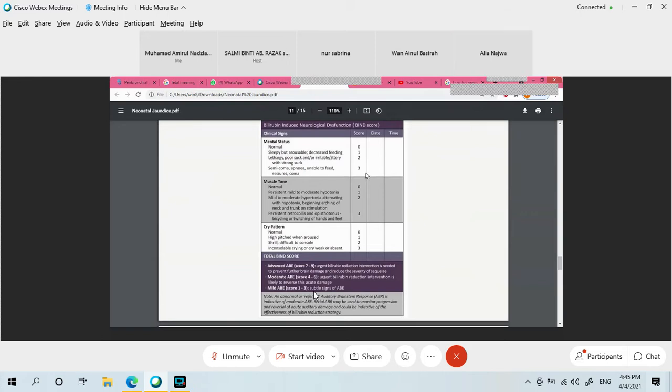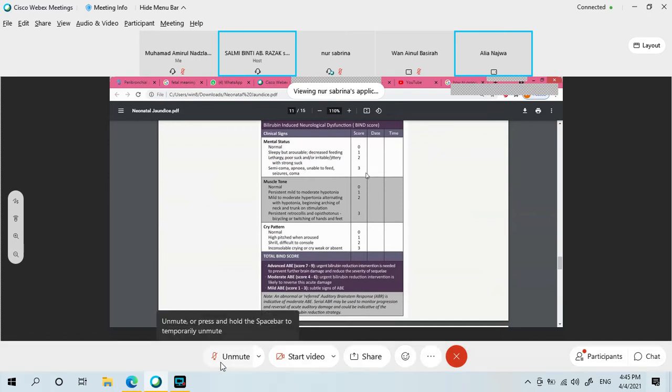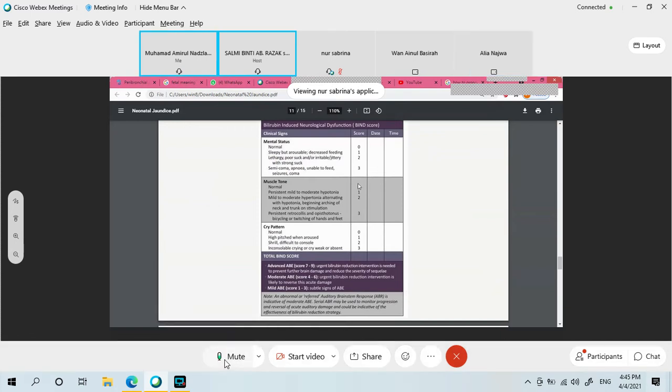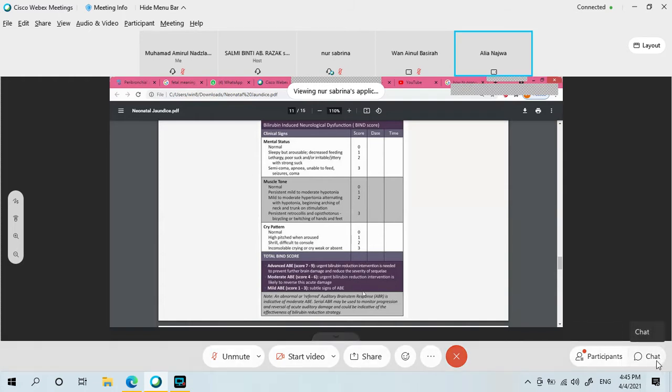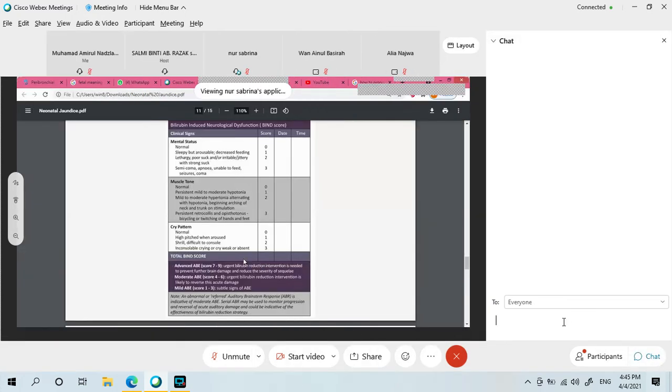Putus. Tak dengar. Tak dengar. Dengar tak? likely to reverse this damage. And then for 7 to 9, urgent bilirubin reduction intervention. Anis.